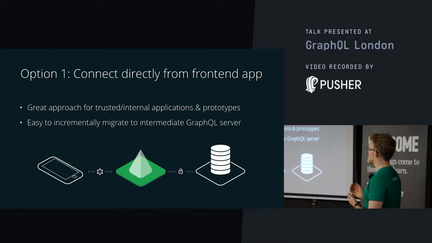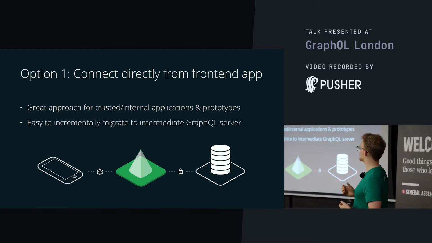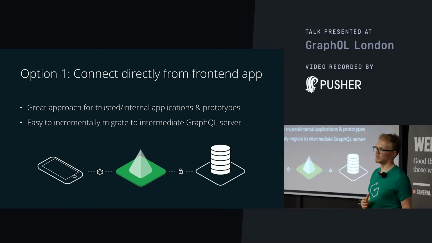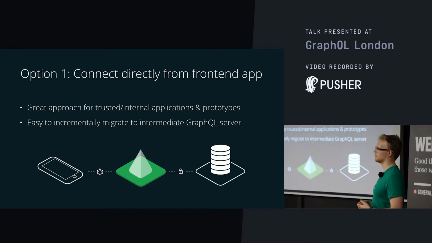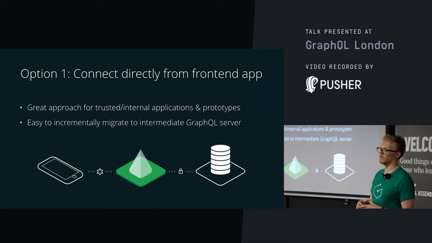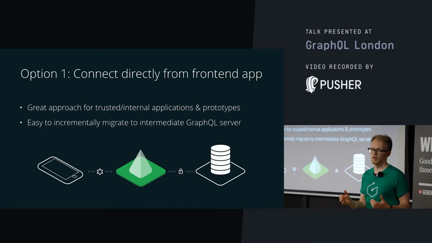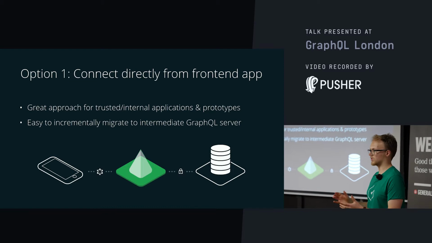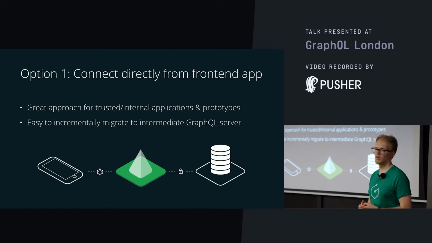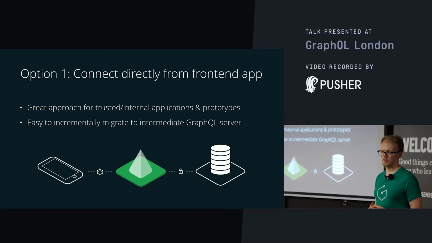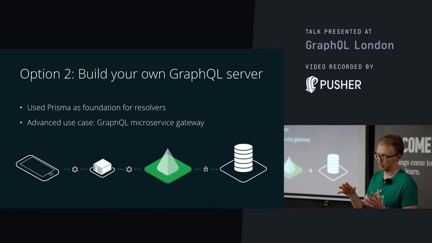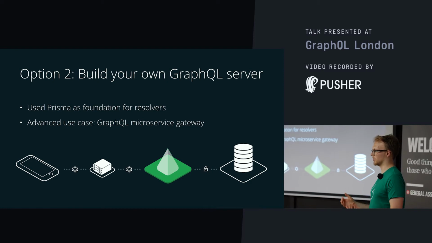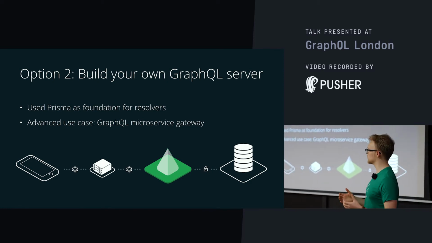So as said, there are two ways to use Prisma. Either you connect directly from a front-end application. This is, for example, great if you're building out prototypes or if you're building internal tools where you're in a trusted context where you don't need sophisticated authentication and authorization methods. Or you can use that as a foundation to build your own GraphQL server.